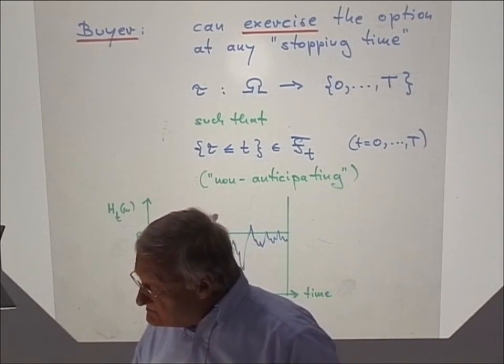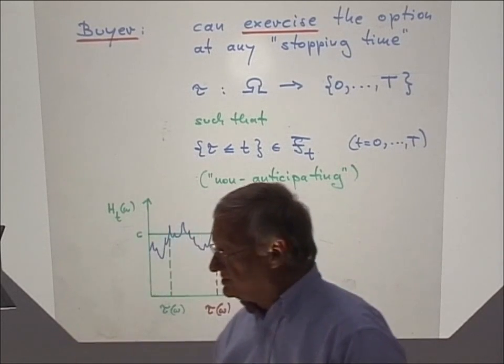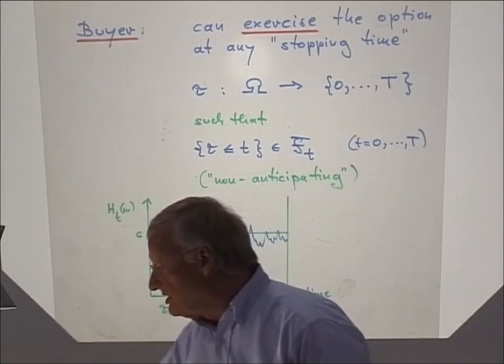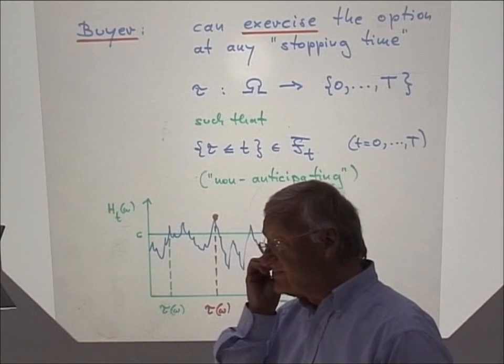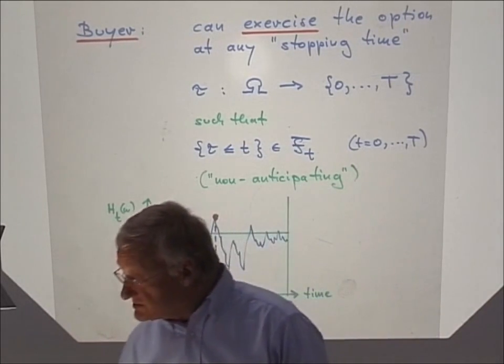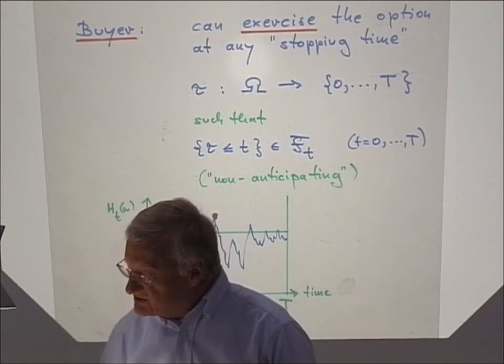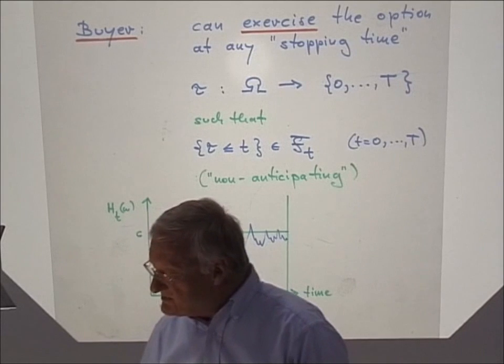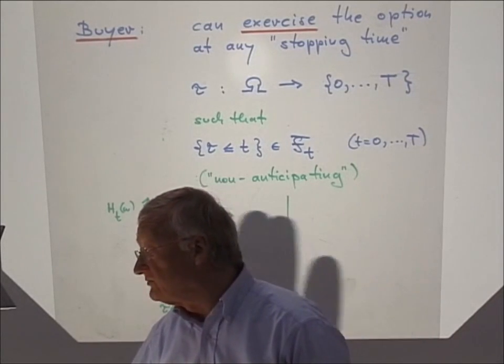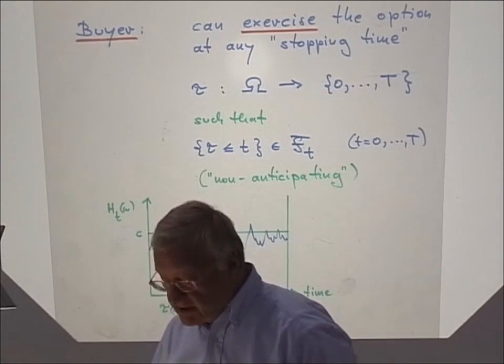The random time, which gives you the moment where the maximum is reached over the whole time interval up to big T, that is not a stopping time. We had that already before on some transparency, because at that moment, in order to be sure that this is the maximum, you would have to know already the future development, which of course you don't know. So this kind of thing is excluded.